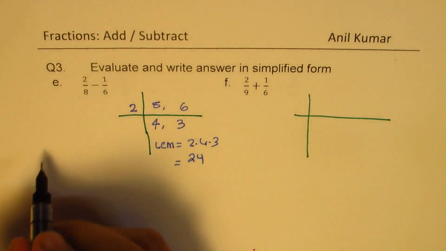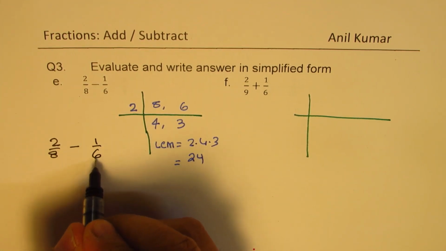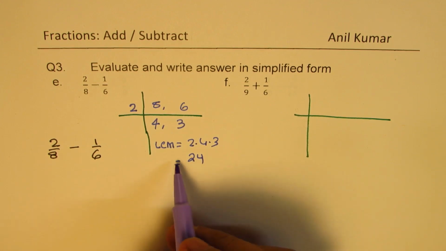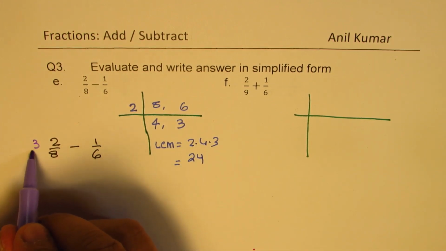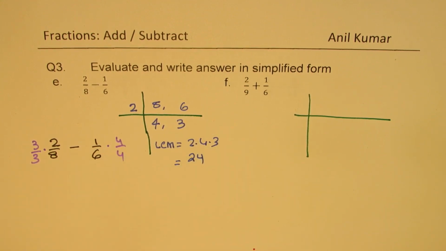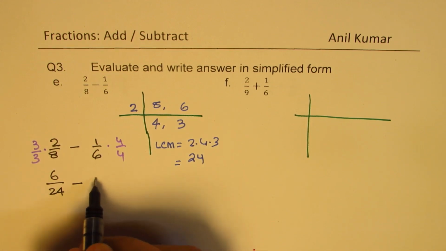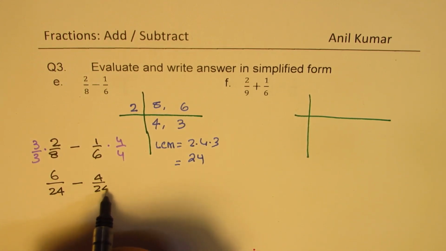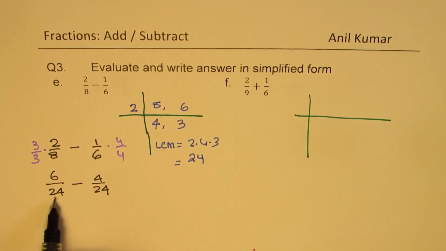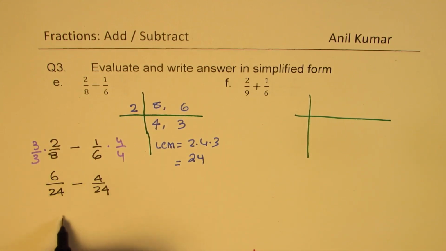So we have here 2 over 8 minus 1 over 6. To get 24, we have to multiply this and divide by 3, the other one by 4. Once you do that, you get 6 over 24 minus 4 over 24, correct? Now 24 is the common denominator, 6 minus 4 is 2. So we can write this as equal to 2 over 24.